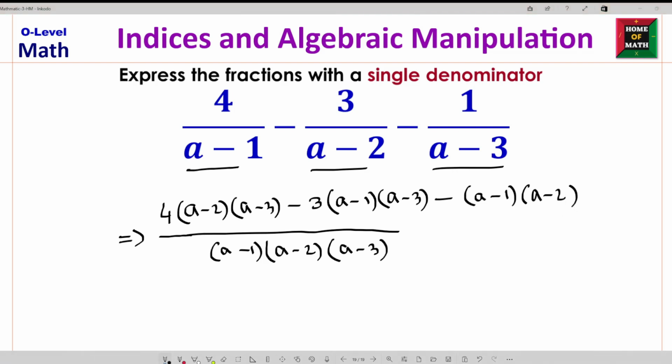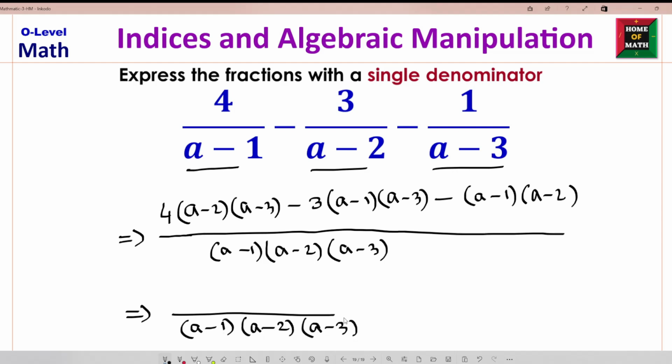Okay, so now we multiply everything. Denominator is a minus 1, a minus 2 and a minus 3, and here is 4a, it means 4a square, or for comfort we can write here is 4 and here is a square, minus 3a minus 2a then plus 6, because here is minus and here is minus, minus minus plus, 2 times 3 is 6.